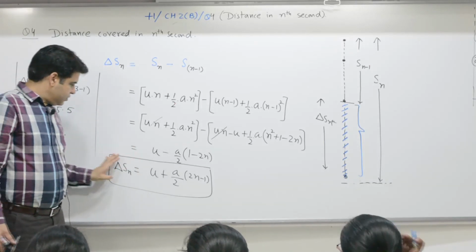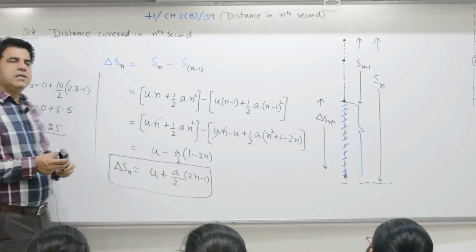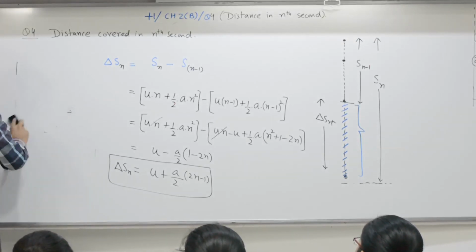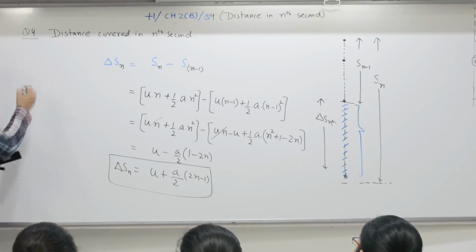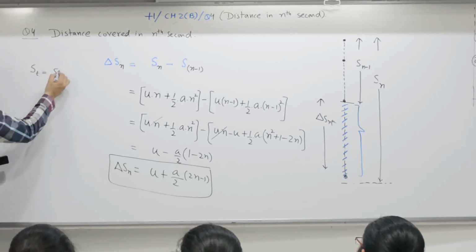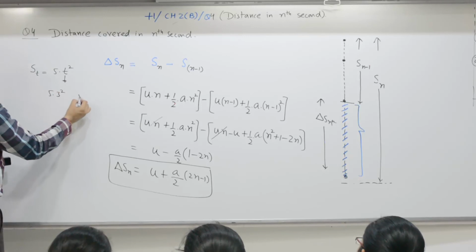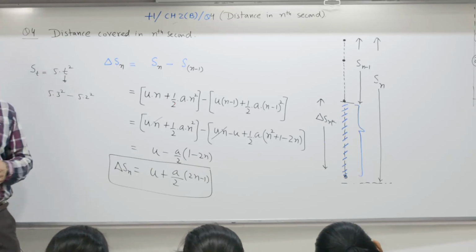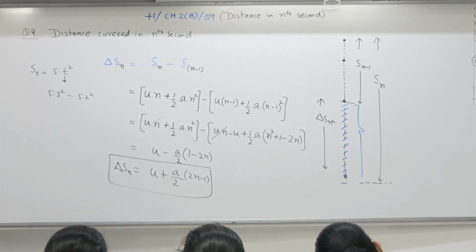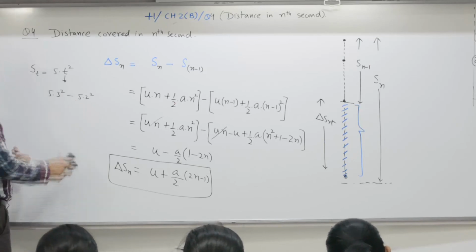In case you forget this, then find the distance covered in 3 seconds, the quick method. 1 by 2 g t square, g is 10, 10 by 2 is 5. So distance covered in t seconds is 5 t square. In 3 seconds, 5 into 3 square. Distance covered in 2 seconds, 5 into 2 square. So you get the answer. It is a question of practice. You can reduce time. 45 minus 20 comes out to 25.